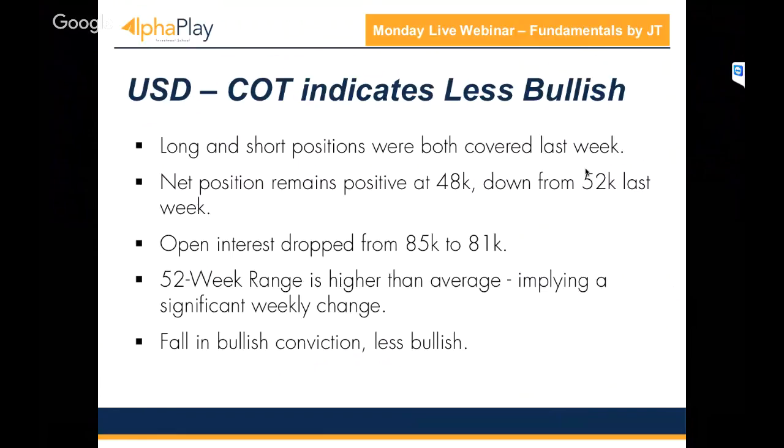This confirms two things. There's the bull run from the last few weeks, last few months, and there is going to be some form of bullishness in the next few days to weeks, because it is still at 48K net positive. But this is an interesting one. Open interest dropped from 85K to 81K. This tells us that yes, it is bullish, but it is now less bullish.